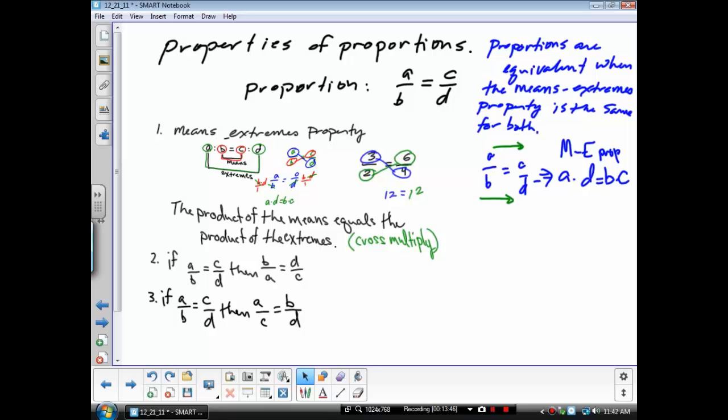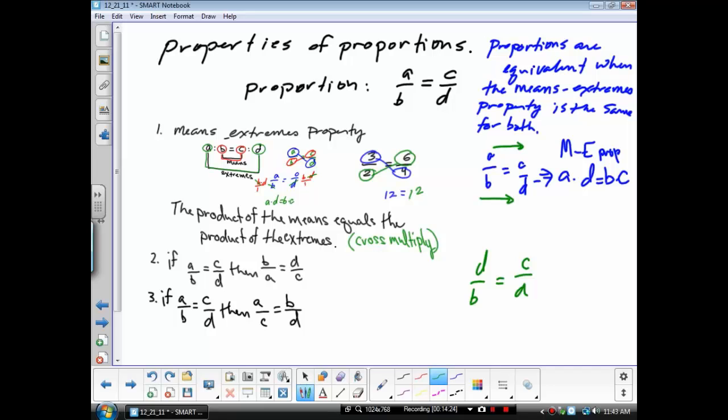You said what? D, B, but not A, C. Keep the order the same. C, A, right? So we could go D is to B as C is to A. Again, you can check your means extremes property and you end up with the same means extremes property. Okay, so that's the general idea of how you arrive at a proportion that means the same thing as this proportion.